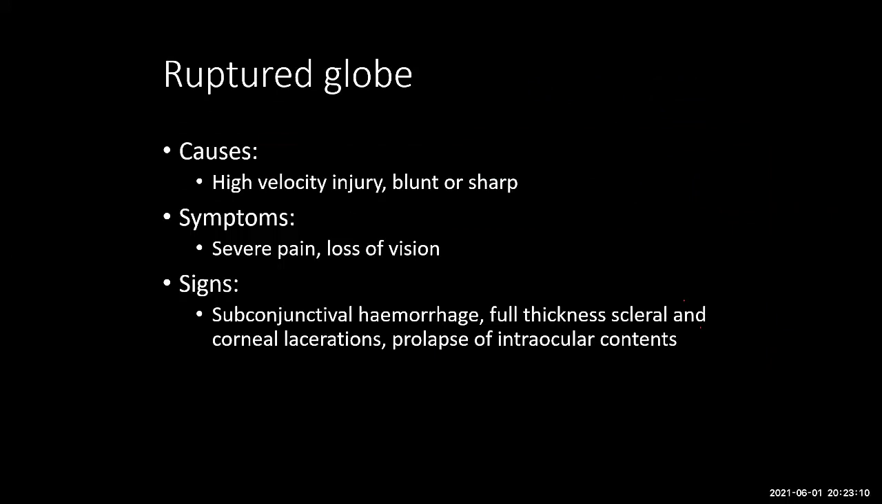A ruptured globe usually results from high velocity injuries, blunt or sharp. Symptoms would be severe pain and loss of sight. Obviously, they will have profound loss of sight. And then look for signs like subconjunctival hemorrhage, full thickness scleral and corneal lacerations, and prolapse of the intraocular contents.